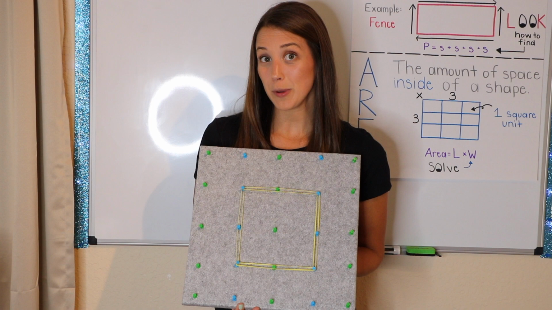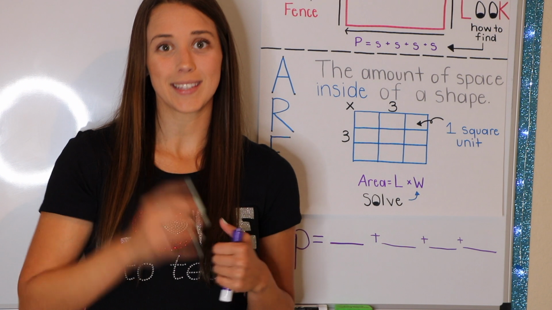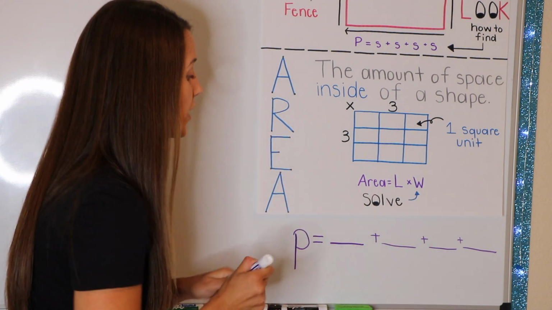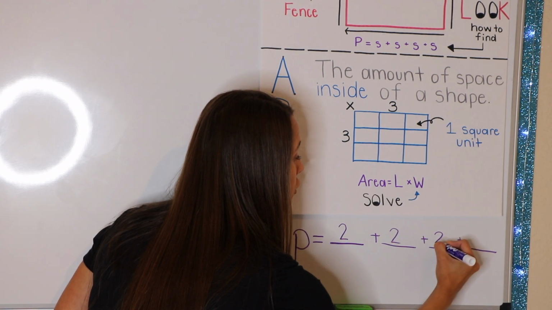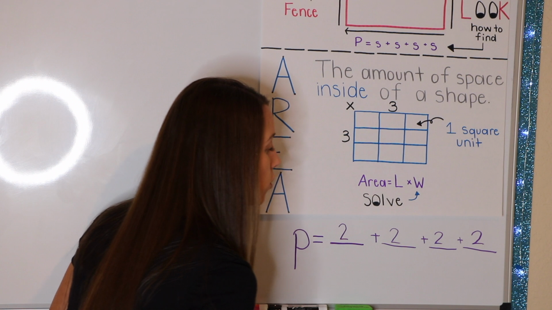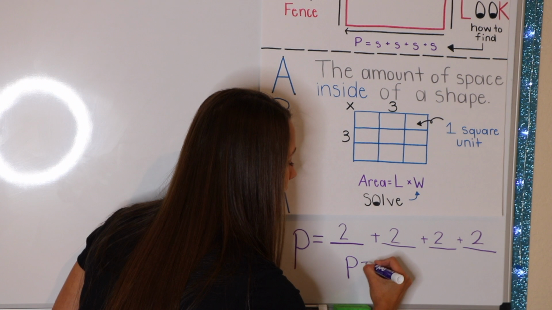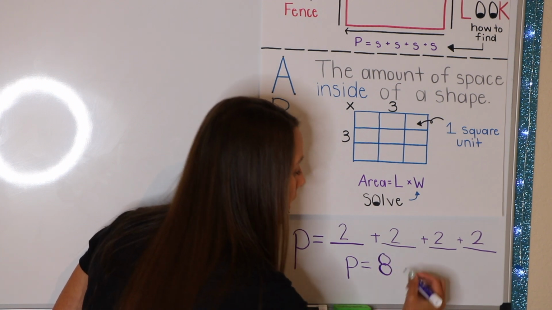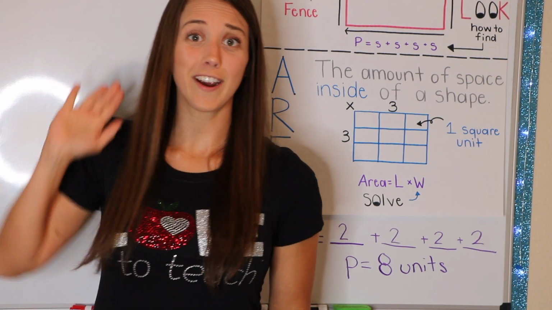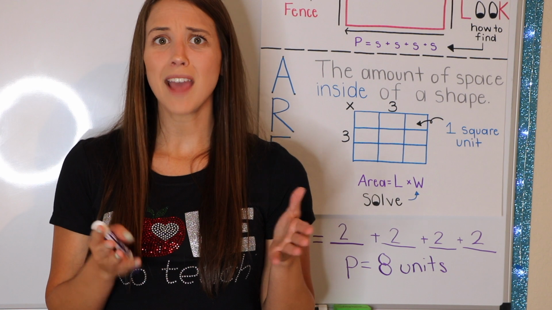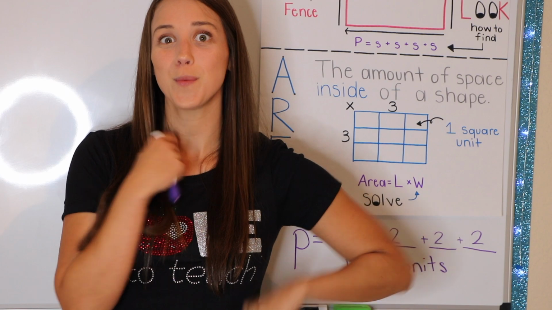Are you ready to find out the perimeter of my object? So we know that all of my sides had 2 units in length. So let's plug it into my equation. 2 plus 2 plus 2 plus 2 equals 2, 4, 6, 8. The perimeter of my object is 8 units. Give yourself an air high five for that one. I don't know about you, but I think that was way too easy. Should we try a harder one? I think so. Let's try it out.